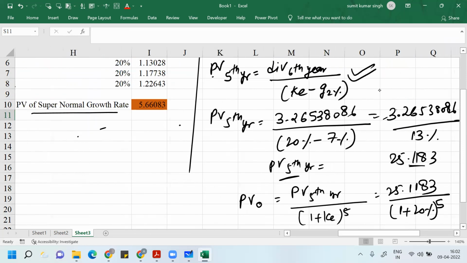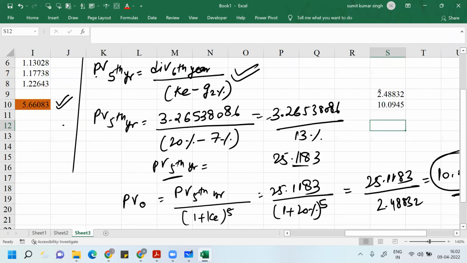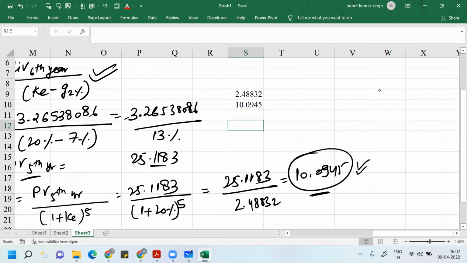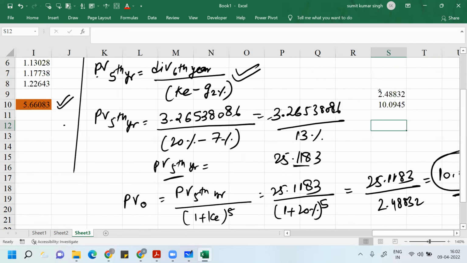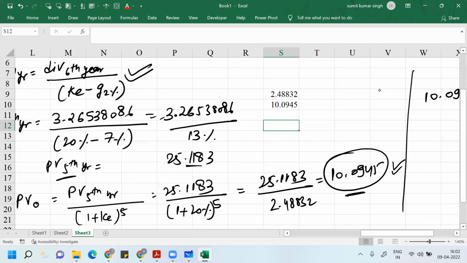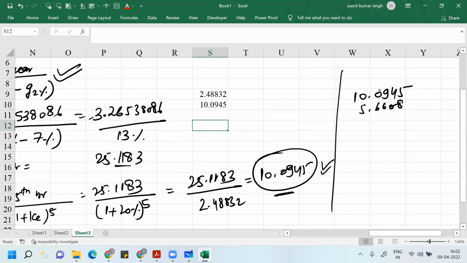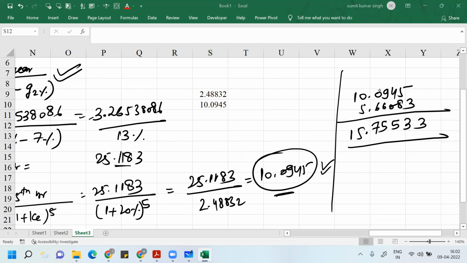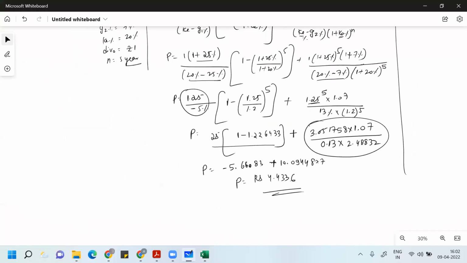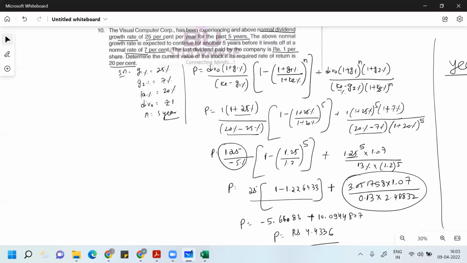And this was the value for supernormal growth rate. So for constant growth rate, your value is 10.0945. For supernormal growth rate, it is 5.66083. If you add them, you will get the price of share: 15.75533. You just add the supernormal growth rate value and the constant growth rate value. The same value you'll get here.